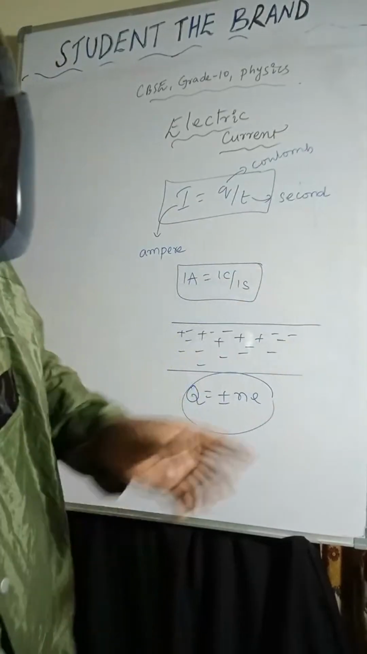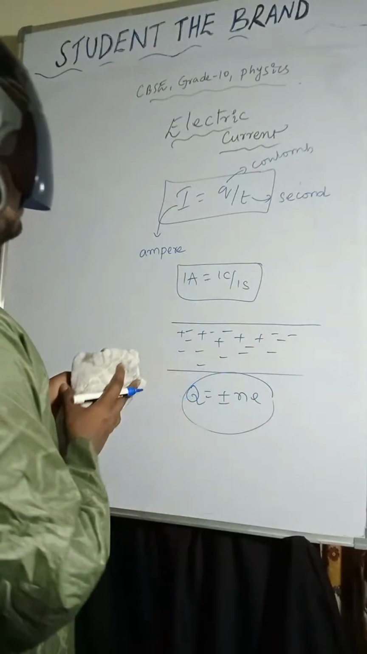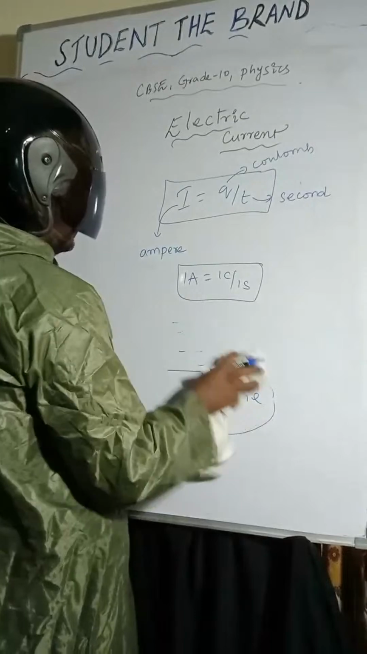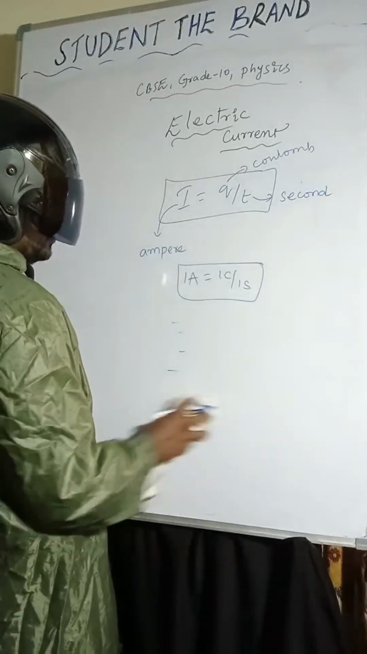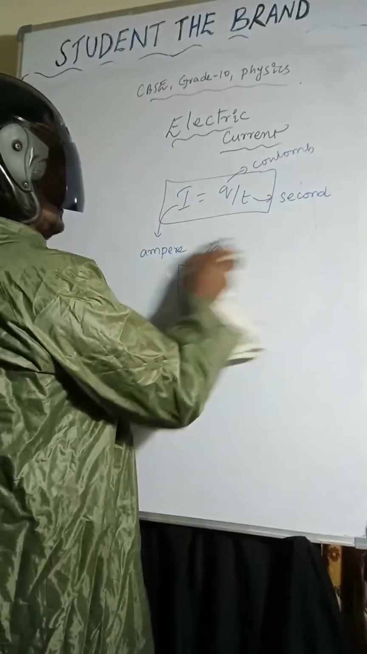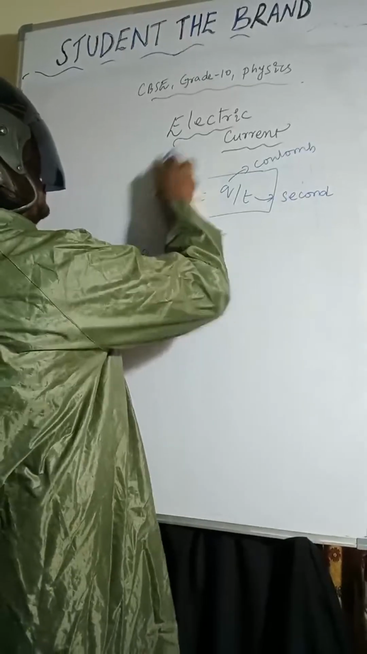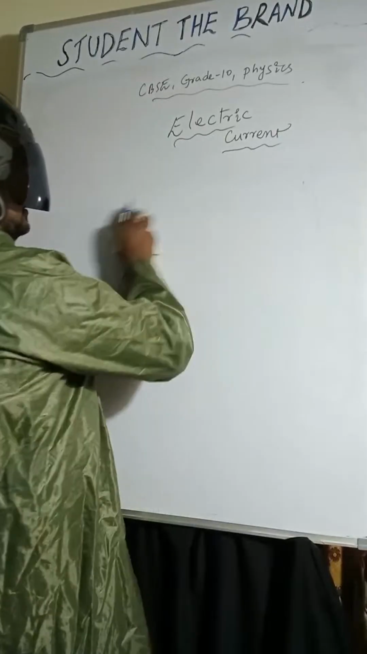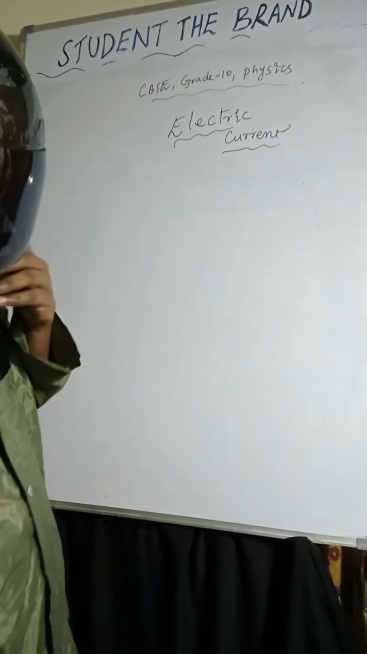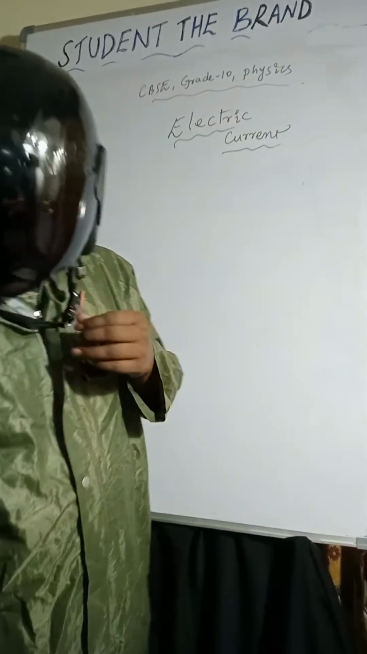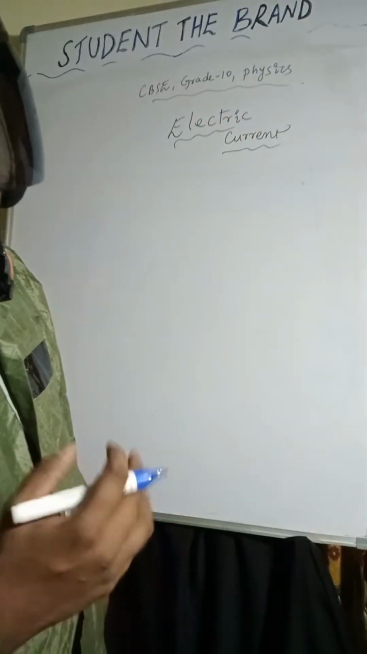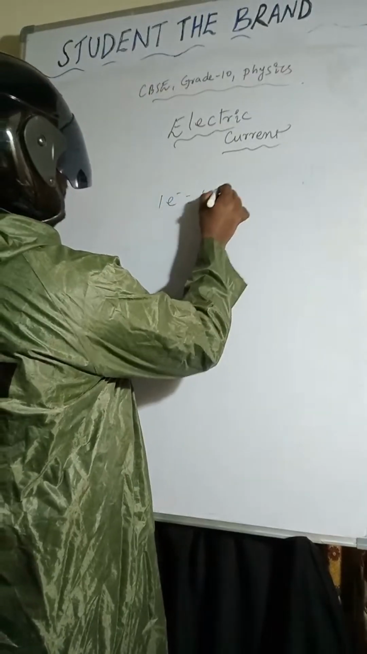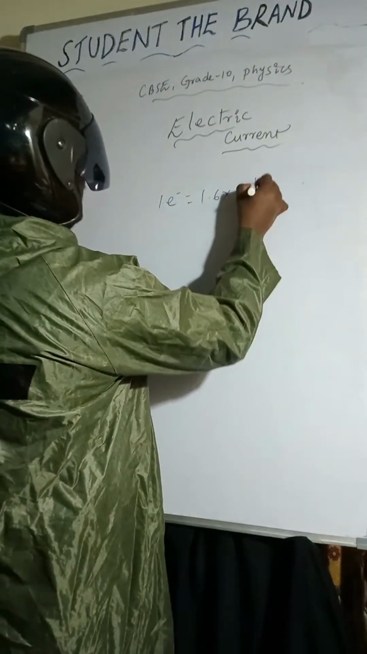Now e is equal to 1.6 into 10 power minus 19 coulomb. This value is very important. That is how much charge is present on one electron. So the charge on one electron is 1.6 into 10 power minus 19 coulomb.